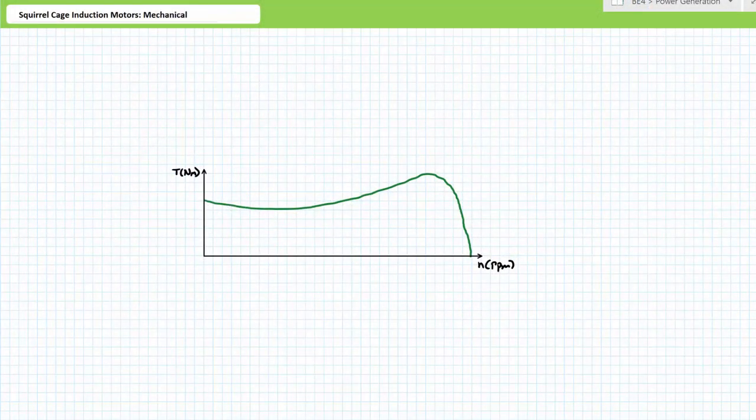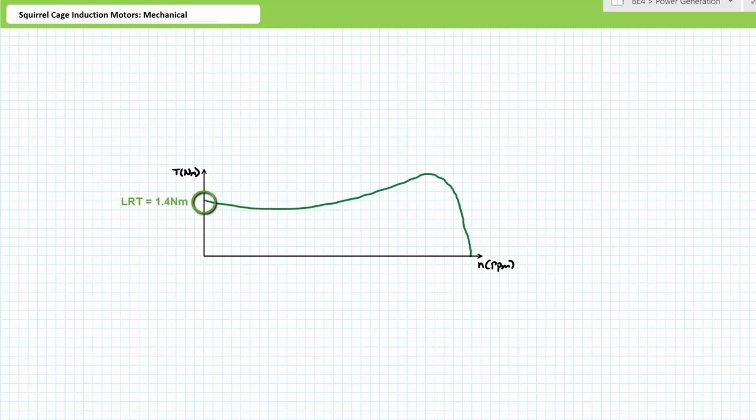Now that I mention it, I probably should discuss the significance of pull-up torque for design B squirrel cage induction motors. Close inspection of a general speed torque curve for a design B squirrel cage induction motor shows torque kind of dips down between locked rotor torque and breakdown torque. This low point in the bottom of the valley is the pull-up torque.